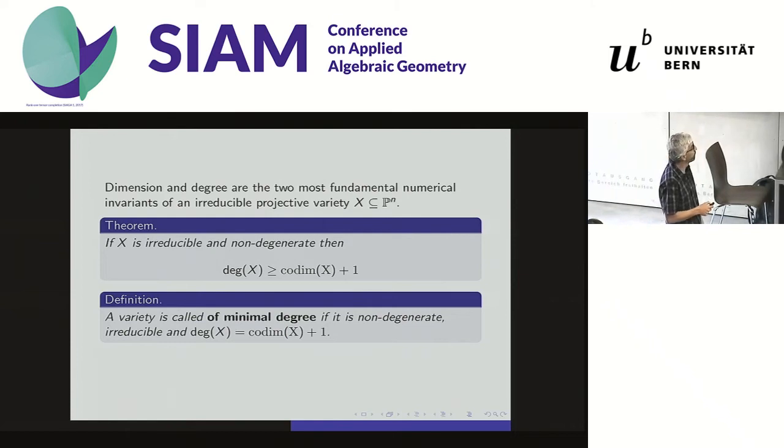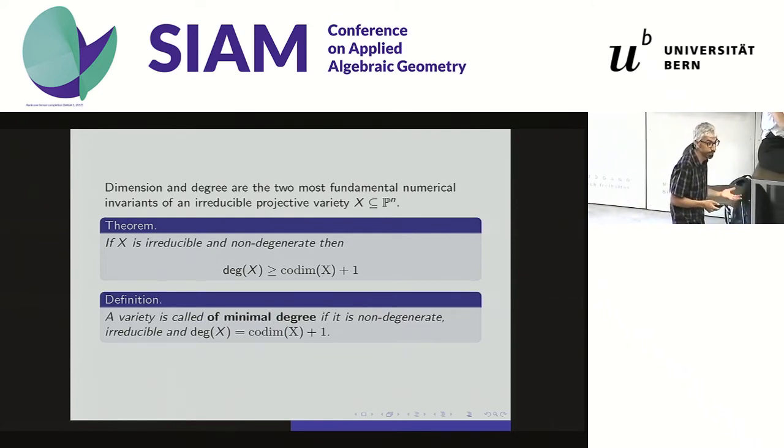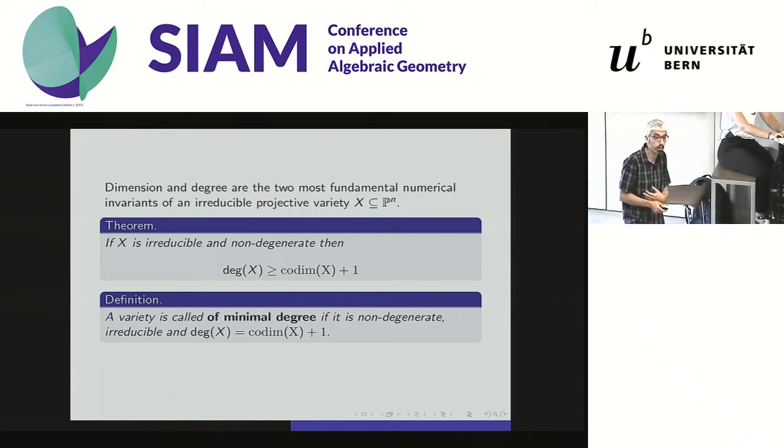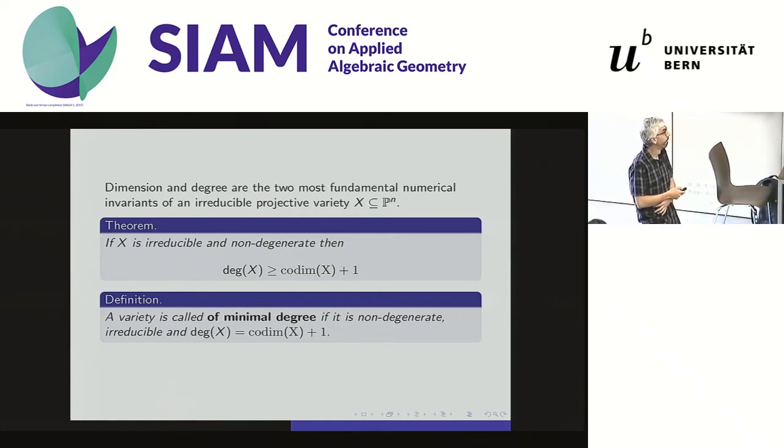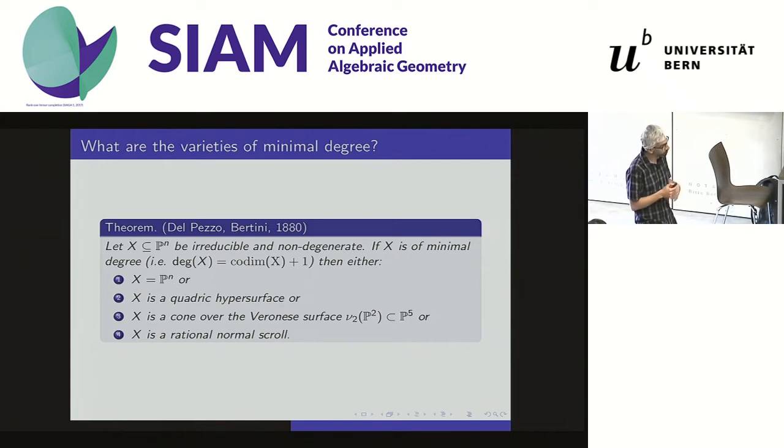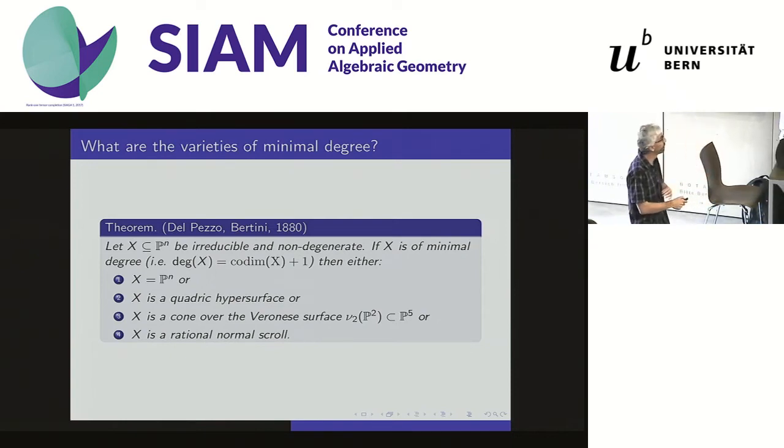And of course, it's again natural to ask, what are the varieties of minimal degree? I will give you two answers to this question. The first one is that we really understand what the varieties of minimal degree are. It's really good news. It's a result due to Del Pezzo and Bertini from 1880, which is a complete classification of varieties of minimal degree, and is one of the great achievements of the Italian school of algebraic geometry of the 19th century. So it's really something worth learning.